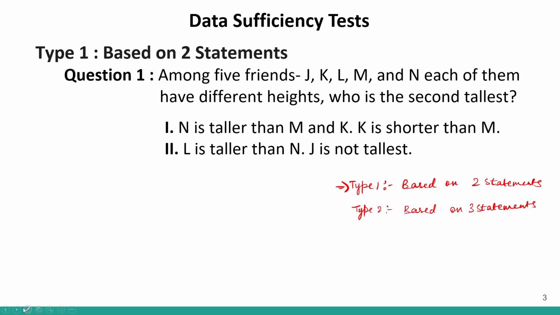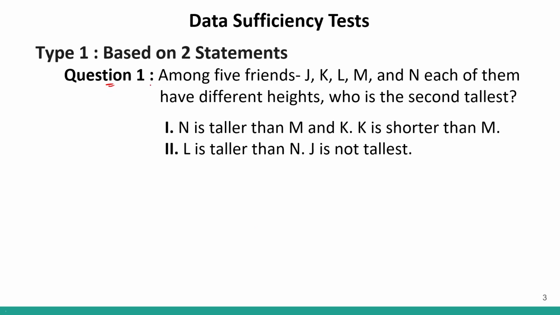Okay? Let us start with question number 1. Question number 1 states that among 5 friends, each of them has a different height. We have to find who is the second tallest.